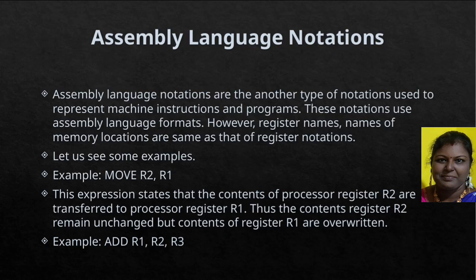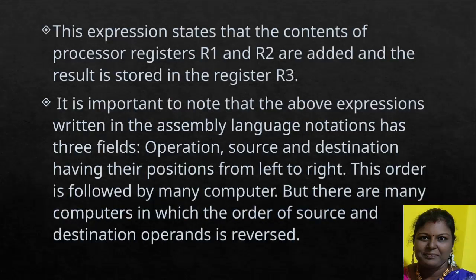Another example is ADD R1, R2, R3, which adds the values in R2 and R3, then stores the result in R1. Here, we're looking at a simple assembly language expression. It tells us to add the contents of registers R1 and R2, then store the result in R3. Notice the three parts: the operation, the sources, and the destination, arranged from left to right. This order is common, but not universal. Some computers flip the source and destination positions, so it's important to know the convention your system uses.